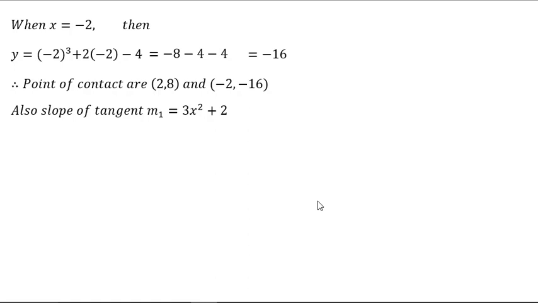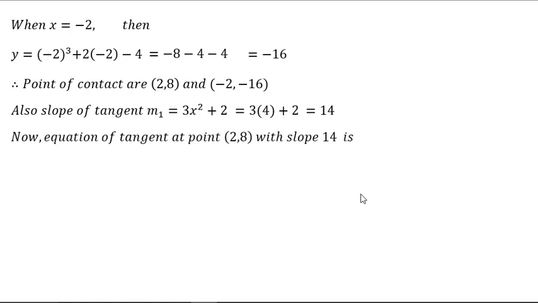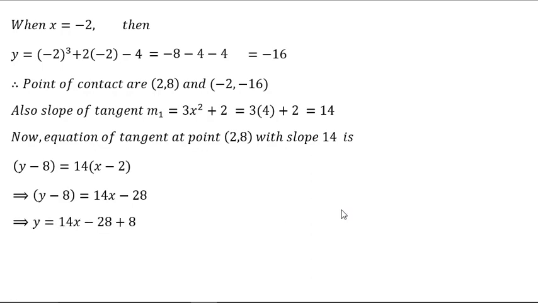Also, the slope of tangent m1 is 3x square plus 2. So, if you put the value of x as plus 2 or minus 2, we get the slope as 14. So, we know the points on the curve at which tangents are drawn, and we know the slope of the tangent. Therefore, we can write the equation of tangents. So, the equation of tangent at point (2, 8) with slope 14 is y minus 8, that is y minus y1, equals 14 into x minus 2, that is m into x minus x1. After simplification, I get y equal to 14x minus 20. So, this is one equation of tangent.